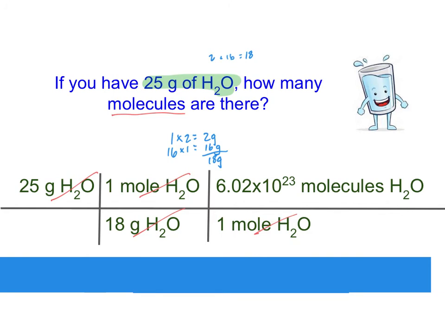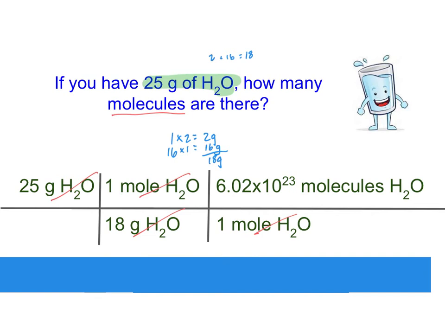So just like I could have a dozen eggs, it doesn't mean I can't have a dozen bowling balls, right? Or a dozen feathers, or a dozen paper clips. I can have a mole of whatever I want. So in this case, it's not atoms, it is molecules. So that's really the only change with that.